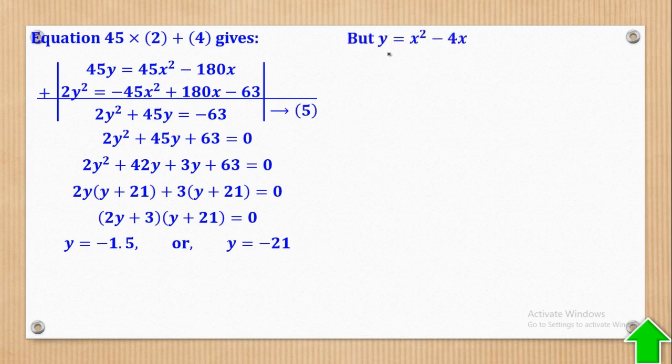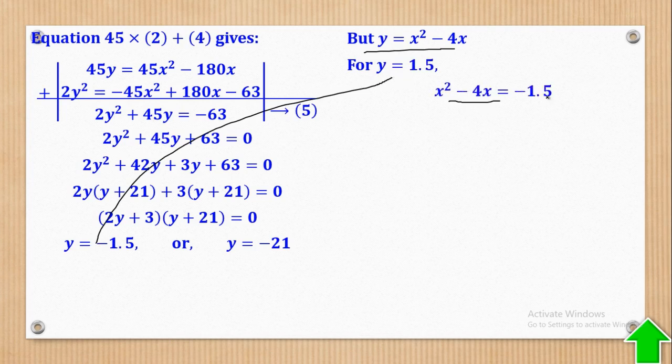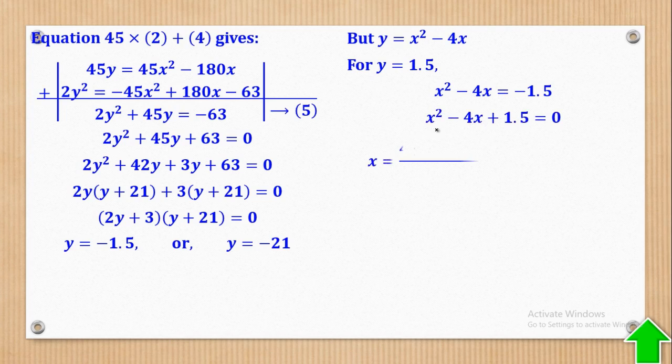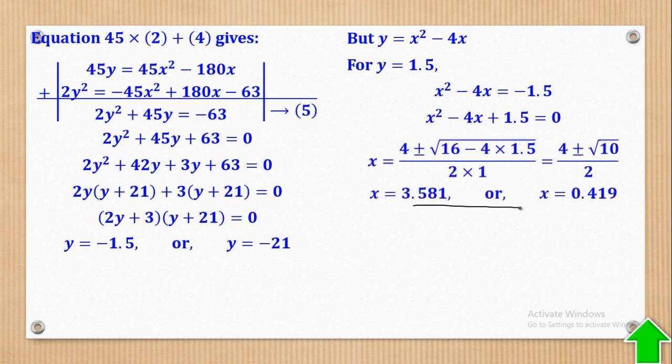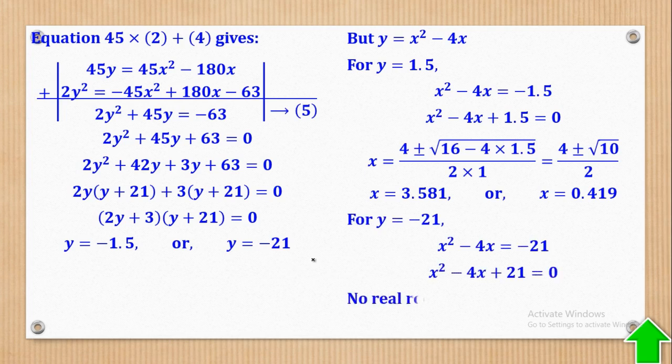But remember, we are the ones who introduced the y, so we have to remove it and replace it with x. So for y equal to negative 1.5, this will now be equal to negative 1.5. I collect like terms to get a quadratic in x. Here I can use the bulldozer method to come up with the values of x as those ones. Then for y equal to negative 21, still substitute, get a quadratic, then use the bulldozer method.